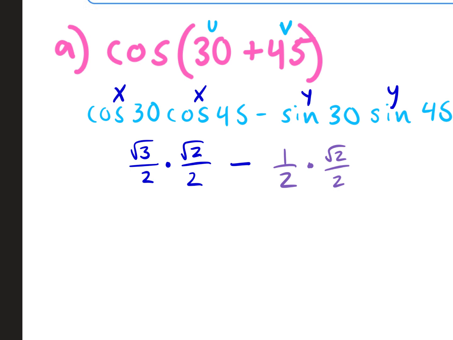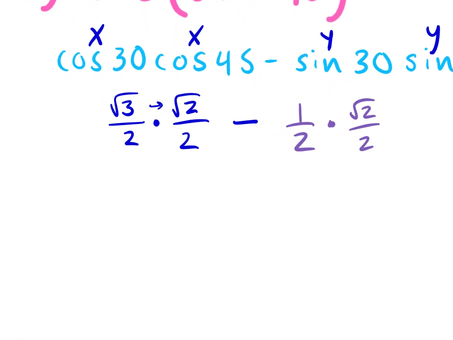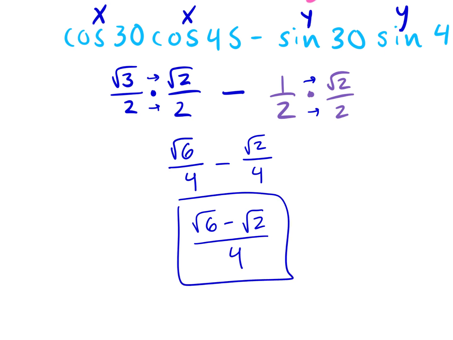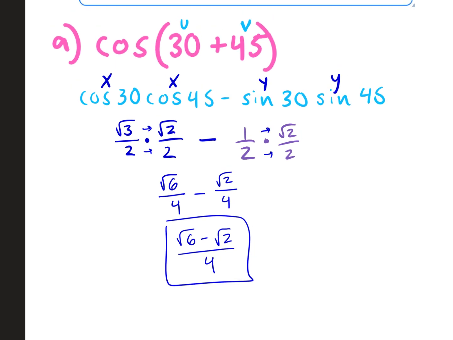Now we can multiply and subtract. So how would I multiply the first two fractions here? Straight across. What's square root 3 times square root 2? Square root 6. And 2 times 2 would be 4. Then 1 times square root 2, because I'm multiplying straight across again, would be square root 2 over 4. Can I combine these together? Yes, because I have a common denominator. So we would say square root 6 minus square root 2 over 4. And that would be our answer. If you could simplify this, you would want to, but can I simplify it? No. So that's our answer.